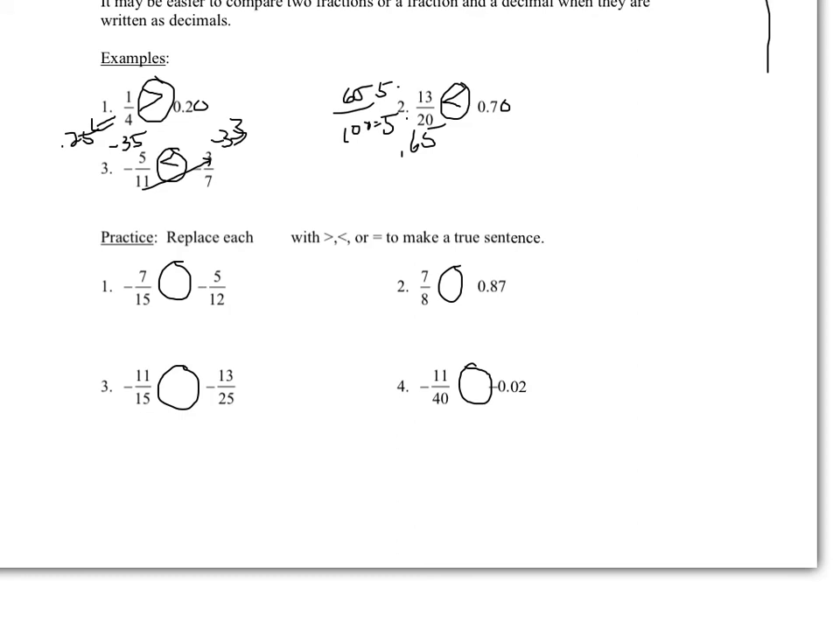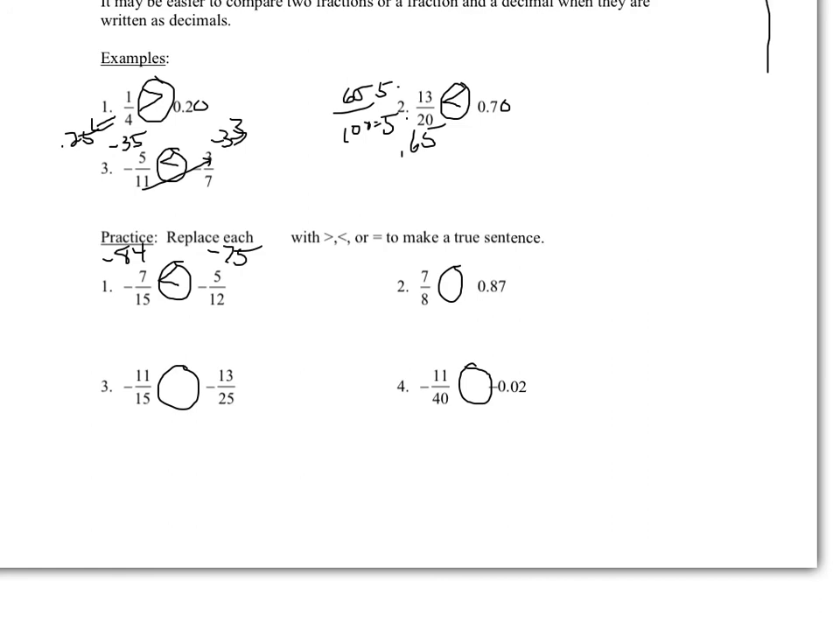Okay, guys, hopefully you tried these on your own. Now let's check answers. So negative 7/15 and negative 5/12 is going to be a less than, because if you do cross products, 12 times 7 would be a negative 84. And then 15 times 5 would be a negative 75. So negative 84 is less than negative 75, so negative 7/15 is less than negative 5/12.